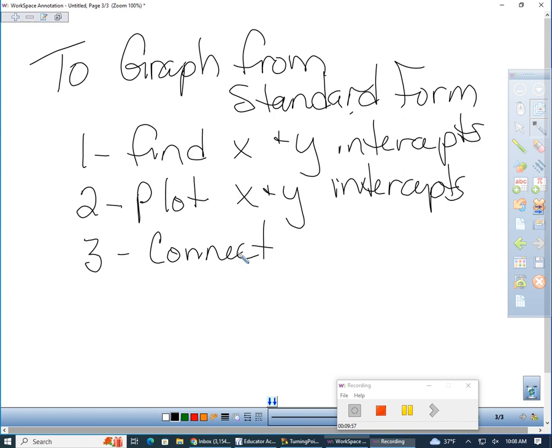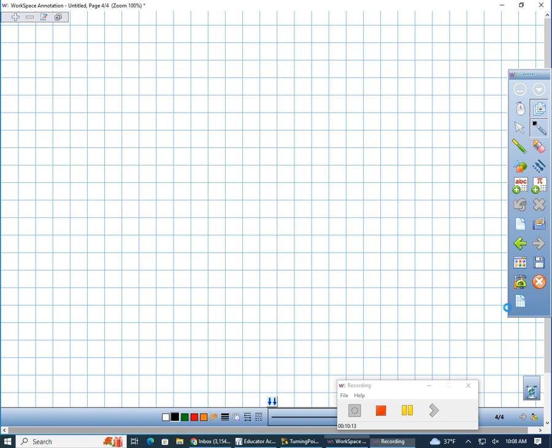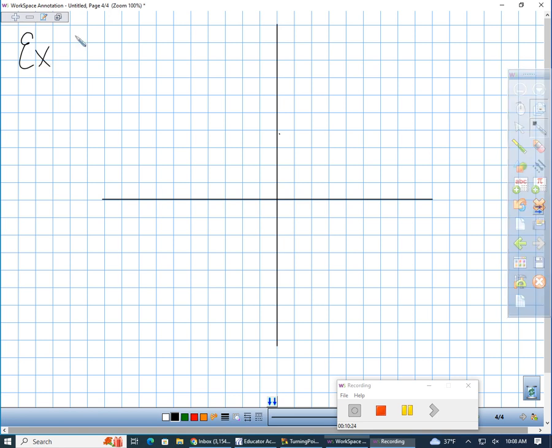So we're going to go ahead and go to example number 3, and we're going to put our first graph sticky in there. Make sure you go Y to the sky. All right, so we are going to graph. Let's go with, how about 2x minus 4y equals 12.